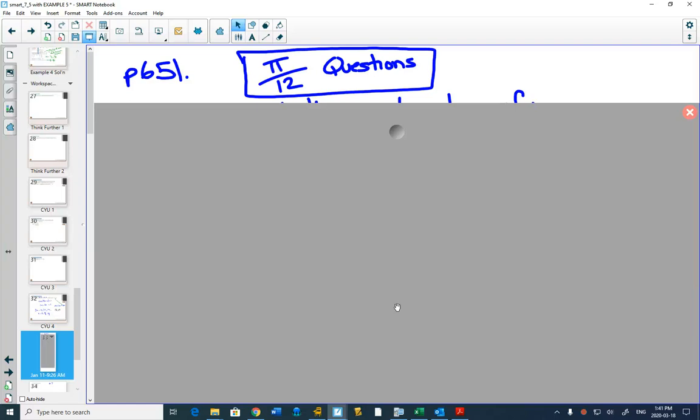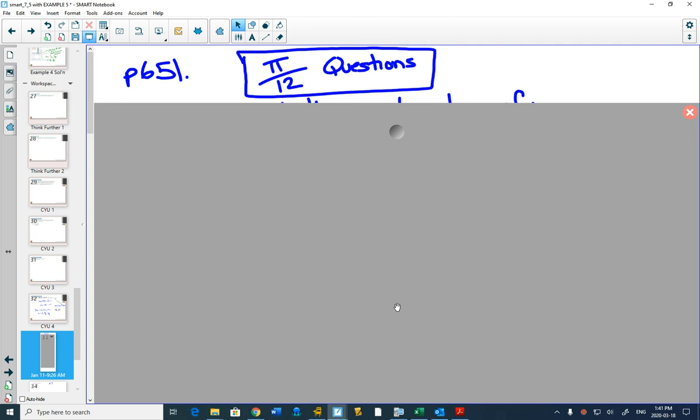Example number 5. The last major thing that we need to learn with our sum and difference identities is pi over 12 questions. I think there was a streak of 10 years in a row where every exam, twice a year, had a pi over 12 question on it.